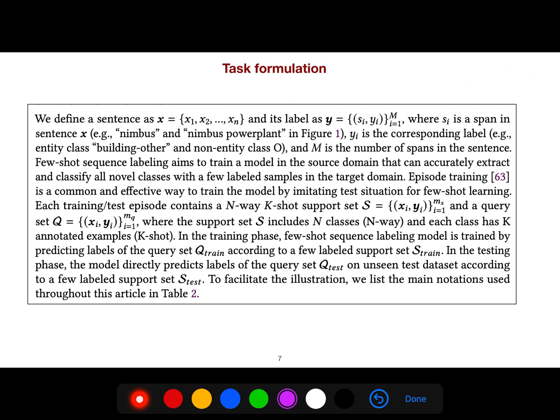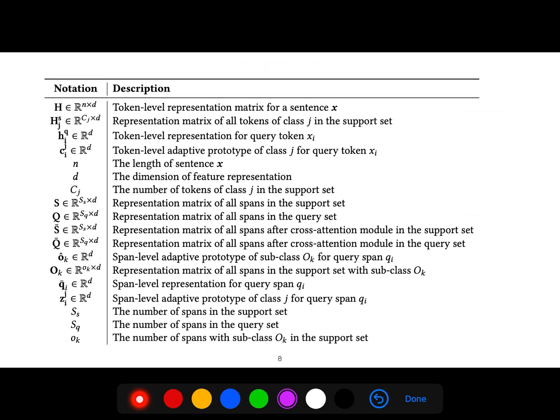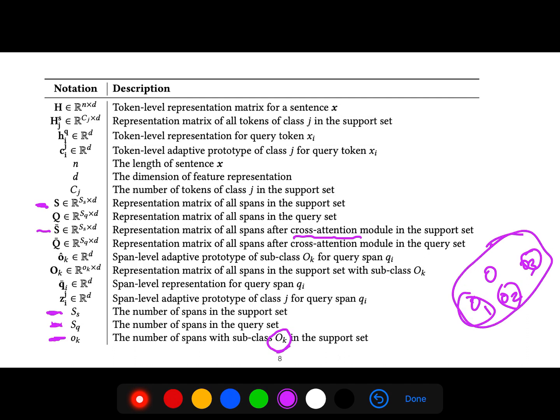So they define a sentence and its label, where S sub i is a span in the sentence. When your span is just one word, then it reduces to the token level. S here represents the matrix of all spans in the support set, but S bar is after a cross attention module. And these are the number of spans in the support set, the number of spans in the query set, and the number of spans with the subclass O. It means others. But others can be divided into many others because it's a very big area, so we don't want to just collapse everything into just one category.